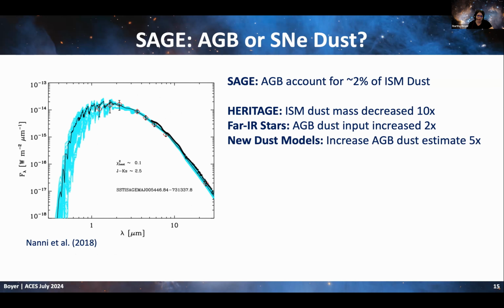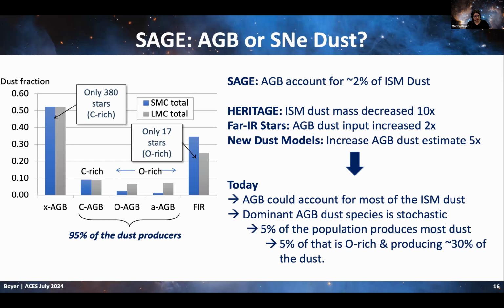And the dominant source, or the dominant dust species, is highly stochastic. About 5% of the total population of AGB stars is making all of the dust, or most of the dust, and that's in these extreme AGB stars, which are mostly carbon-rich, and these far-infrared stars, which are mostly oxygen-rich. But only 5% of that population is these oxygen-rich stars. So as you see here, there's only 17 of these far IR stars in the SMC, compared to 380 of the carbon stars. So it's highly stochastic. If you add a few more of these far infrared stars, you could totally change the balance. So it's not quite clear what's going to dominate at these metallicities.